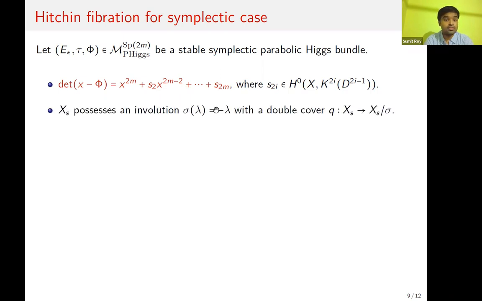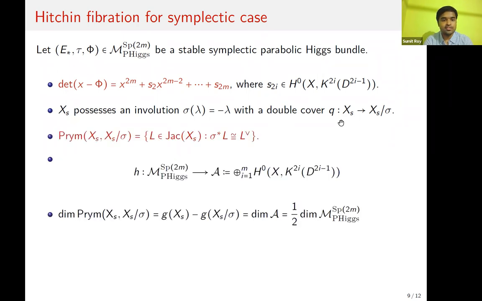Okay. And the spectral curve here, which is given by the zeros of this characteristic polynomial, possesses an involution, because all exponents are even. So it possesses an involution sigma, which sends lambda to minus lambda. And therefore we have a double cover from the spectral curve X_S to X_S mod sigma. Okay. And we have a norm map for this covering map from the Jacobian of X_S to the Jacobian of X_S mod sigma. And the kernel of that morphism is the Prym variety. So in our case, the Prym variety for this covering map is isomorphic to the subset consisting of line bundles L over X_S for which sigma star L is isomorphic to L dual.